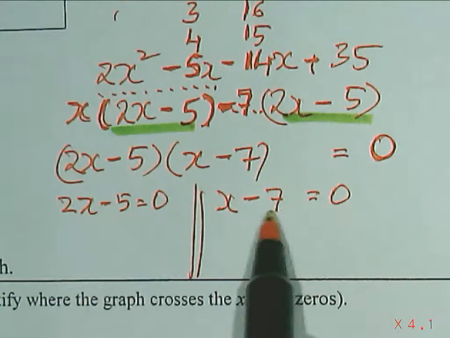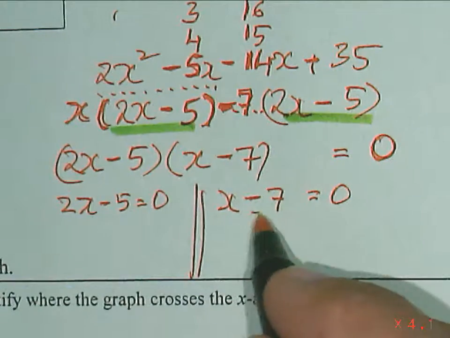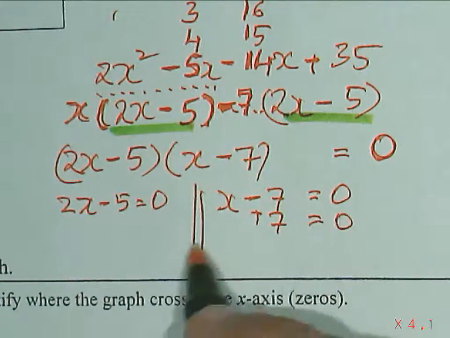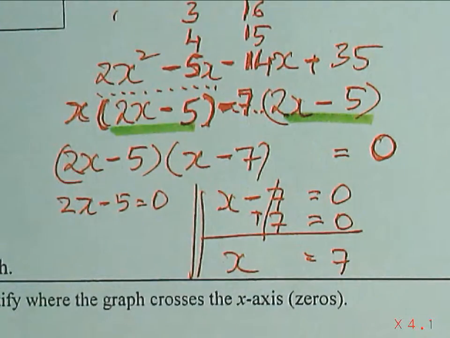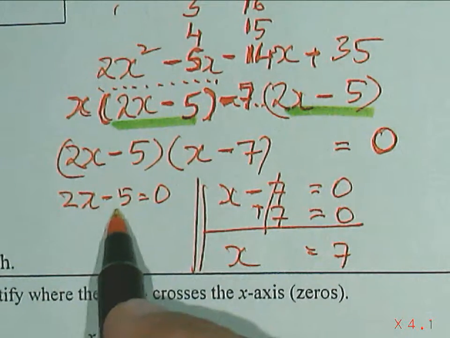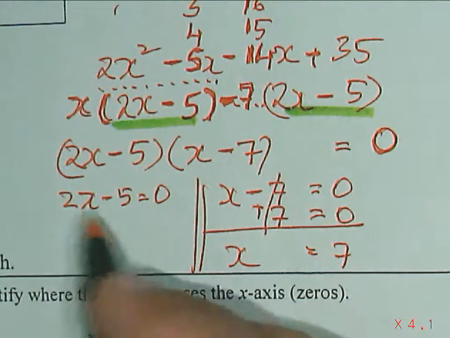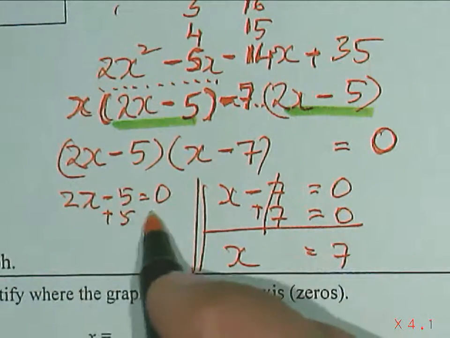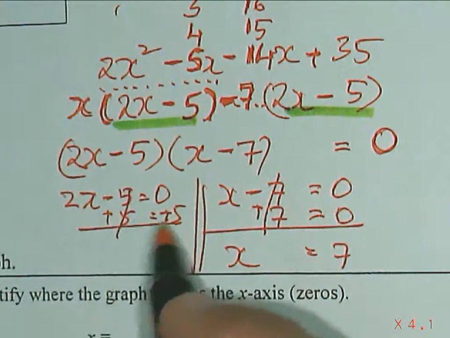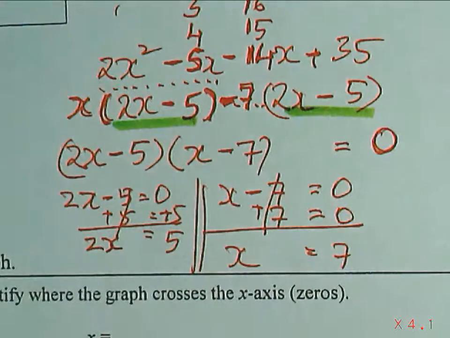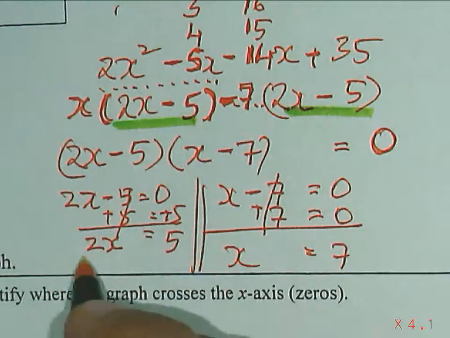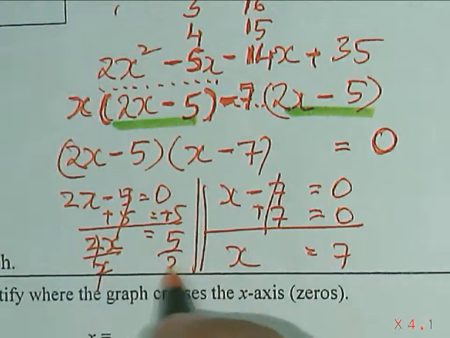Now I don't want negative 7 to be here. How will you eliminate it? Add positive 7. So when you strike it off, you are left with x equals positive 7. And here I don't want negative 5. So what will you do? Add 5. Okay. Then I'm left with 2x equals 5. What is the next step? Division by 2. Okay, so 5 over 2.